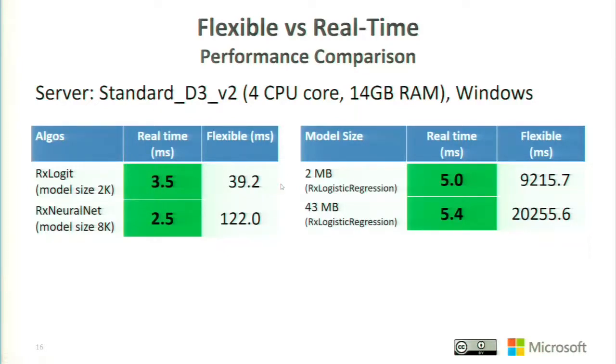service versus the performance of the flexible service. And we've seen examples from 10x even up to 100x differences in the speed versus using the R engine versus using the model object alone.